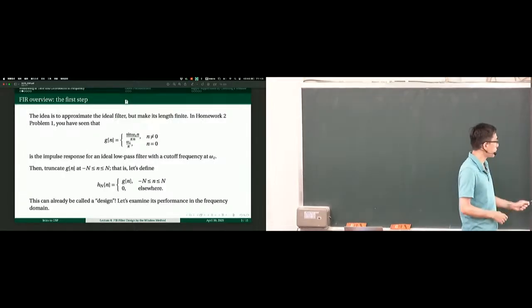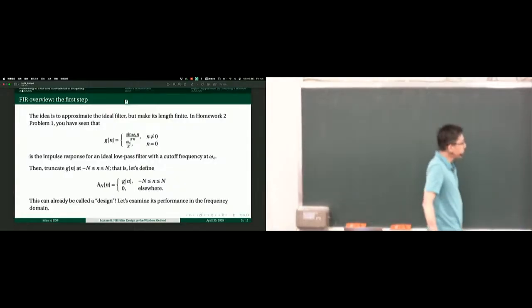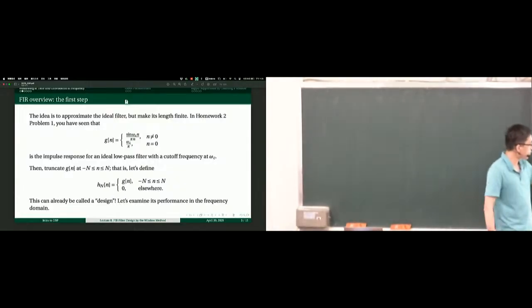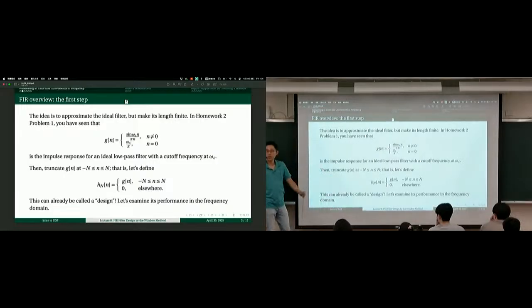So how do we take the middle part? Suppose that we want to truncate from minus N to N, big N. We define H, our design, to be equal to the ideal response between minus N and plus N, and everywhere else we just disregard.